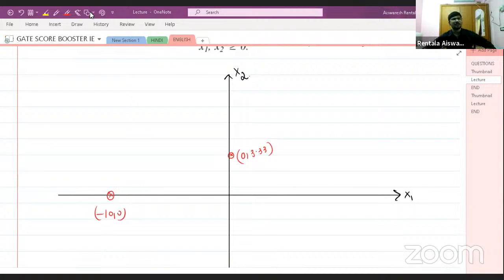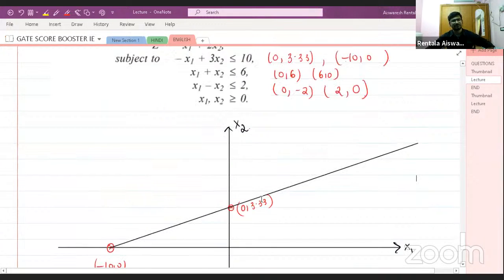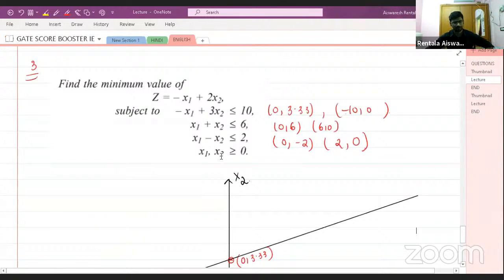Now, whenever you get points which are in a quadrant other than the first, most probably you might have seen points only in the first quadrant. But if you get points in other quadrants, what you can do is join these 2 points and extend the straight line into the first quadrant. Why? What is the reason? The reason is that x1 comma x2 should always be greater than or equal to 0.